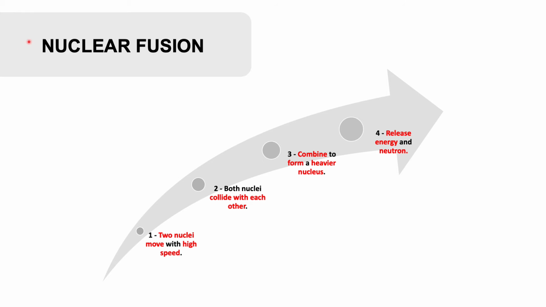So, to sum up the nuclear fusion, this is what happened during the reaction. First, 2 nuclei move with high speed. After that, both nuclei collide with each other and combine to form a heavier nucleus. It will then release energy and neutrons.